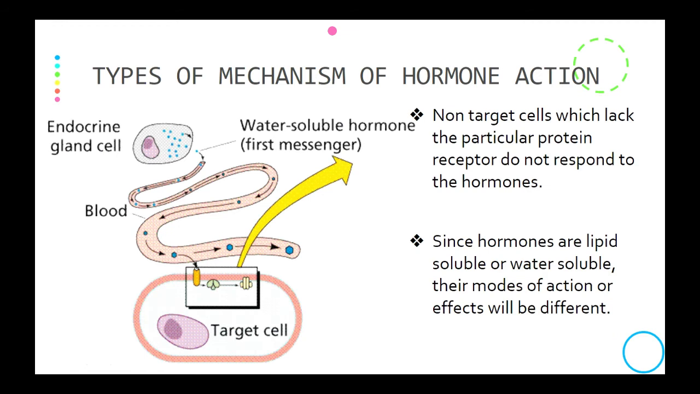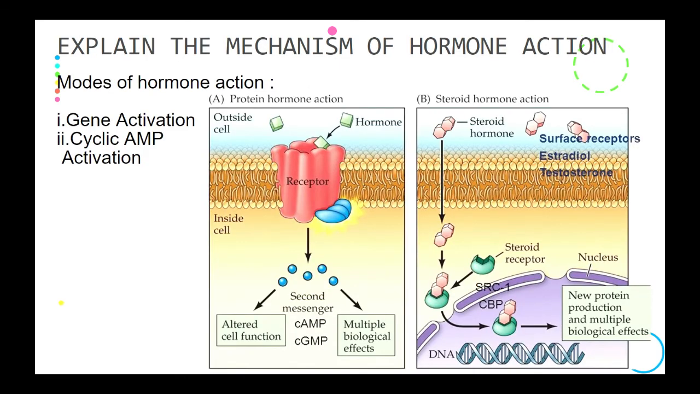Non-steroid hormones, which are water-soluble, do not enter the cell but bind to plasma membrane receptors, generating a chemical signal, the second messenger, inside the target cell. Non-target cells, which lack the particular protein receptor, do not respond to the hormone. Since hormones are lipid-soluble or water-soluble, their mode of action will be different. There are two mechanisms of hormone action: gene activation and cyclic AMP activation.